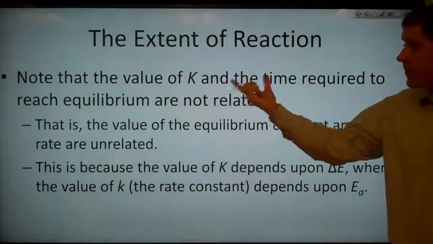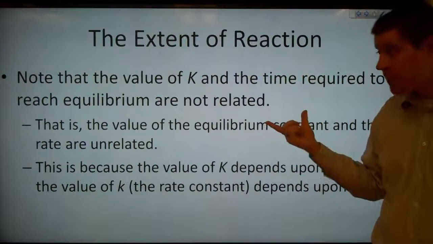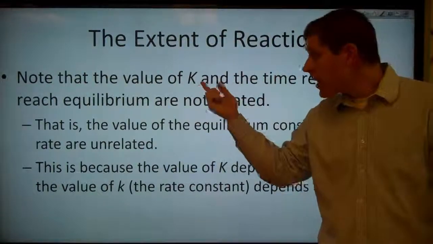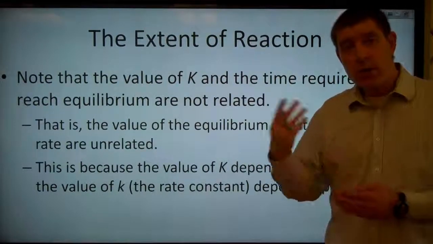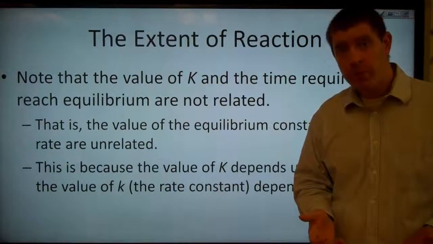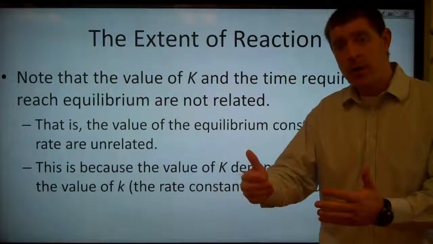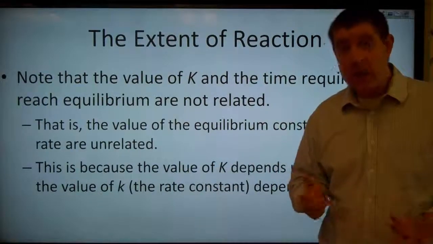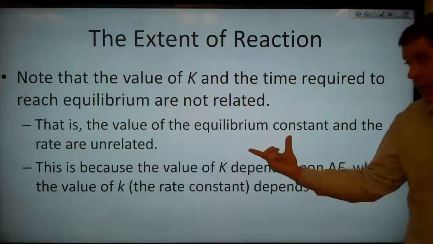So note that the value of K, our equilibrium constant, and the time required to reach equilibrium are not related. Just because an equilibrium constant is, say, above 1, that doesn't mean that the time it would take to reach equilibrium is large. It doesn't mean that the time to reach equilibrium would be small. We're not talking here about the rate of reaction. All we're talking about is at equilibrium. So when things are no longer changing, what would the state be? We may get there really fast, we may get there really, really slowly. So the value of the equilibrium constant and the rate are unrelated.